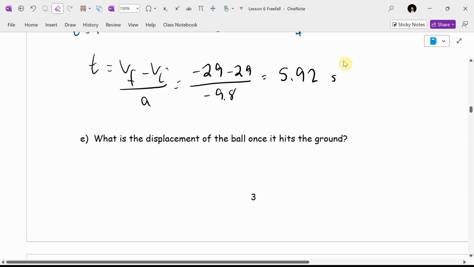What's the displacement of the ball once it hits the ground? Ethan, what? How is it 0? How high was it when it started? 0. How high is it when it finishes? 0. Displacement is your change in position. Did your position change? That's the difference between displacement and distance. The displacement is 0. Well done.